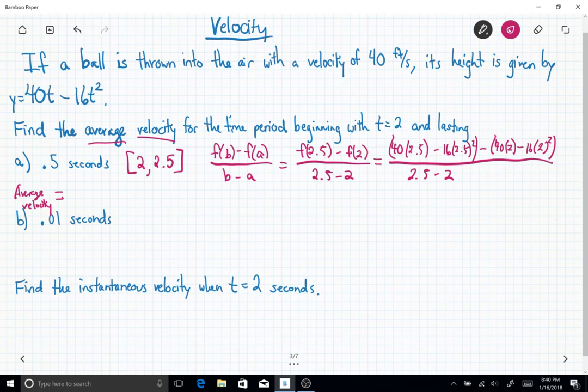Well, you can plug that in a calculator or whatever you might need. So 40 times 2.5, I believe that's 100 minus, so 2.5 is 5 halves. 5 halves squared is 25 over 4, so 25 over 4, so that should be 100, I believe, as well. Minus, so this will be 80 minus 64 all over 0.5.